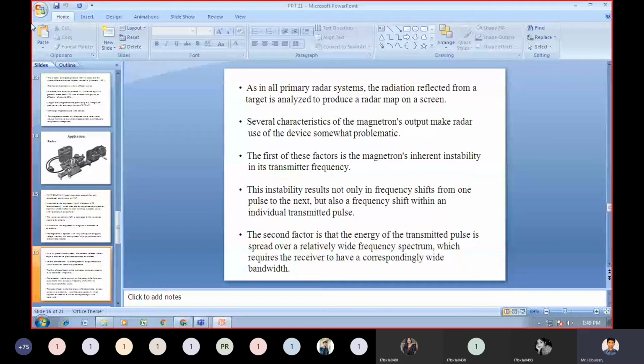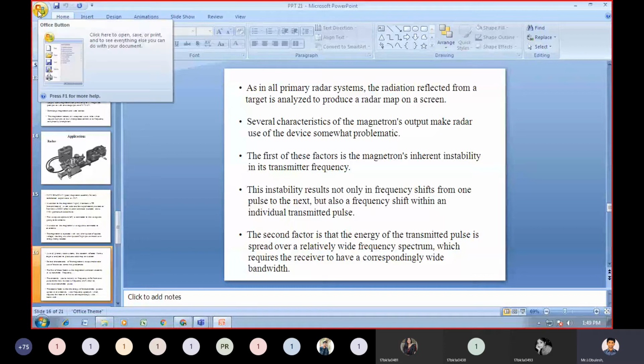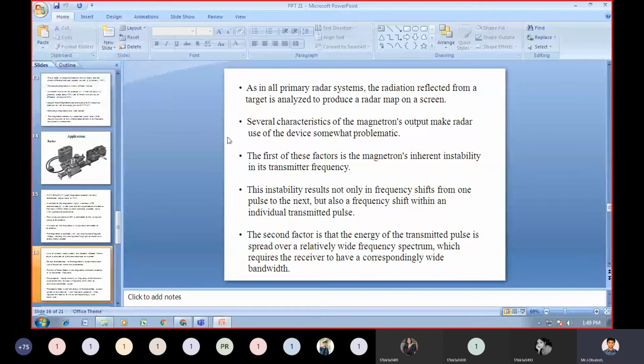We have several characteristics of the magnetron's output, which makes the radar use of the device somewhat problematic.